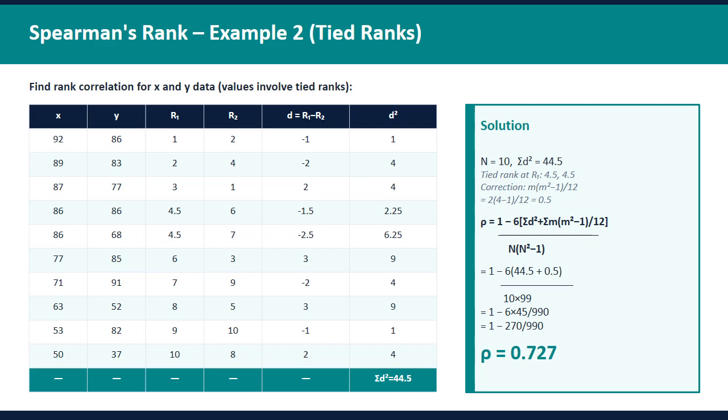Here m represents the correction, that is how many times a value has been repeated. Here only one value, that is 86, has been repeated twice. So in the place of m, we will be writing 2. So summation of 2 into (2 square minus 1) divided by 12 is equal to 0.5. And for summation of d square, we are applying the value 44.5. So by applying all the values, we will be getting the value of rho as 0.727. So from the question and from the answer, it is very evident that the given values x and y are strongly positively correlated.